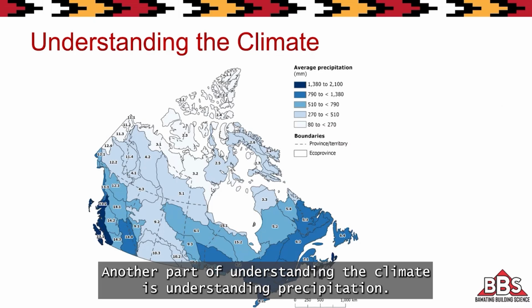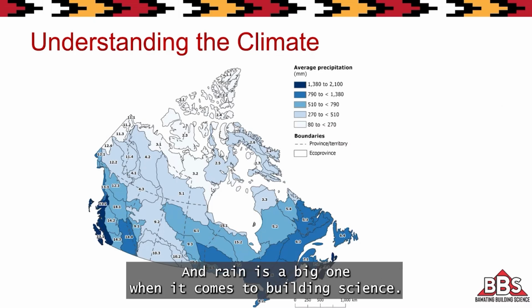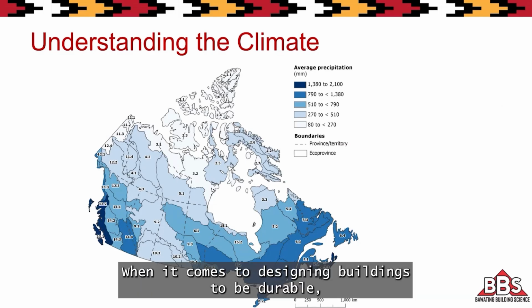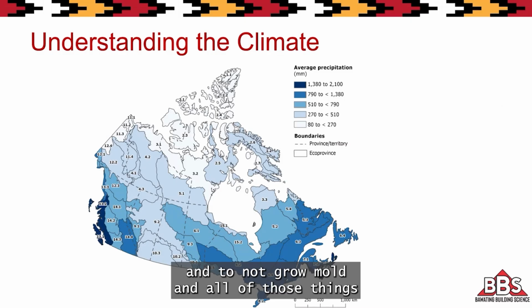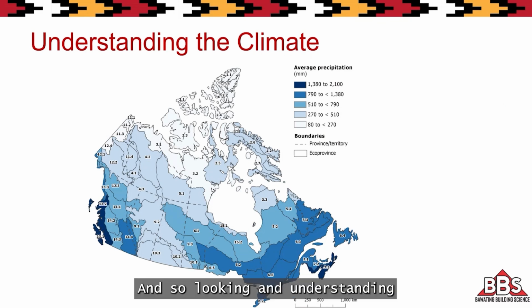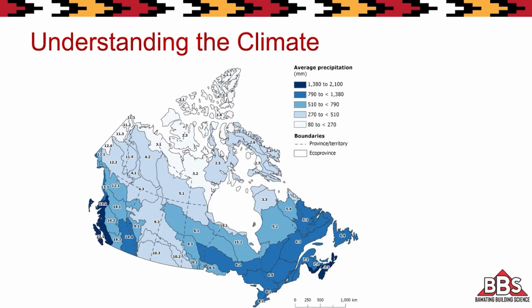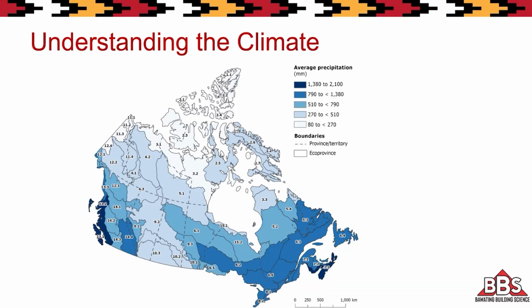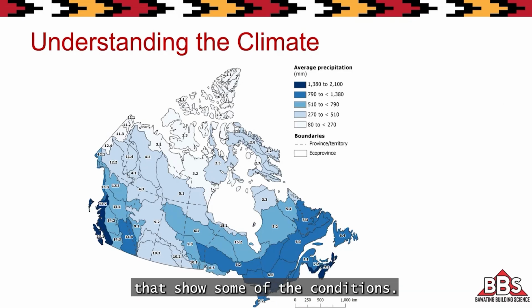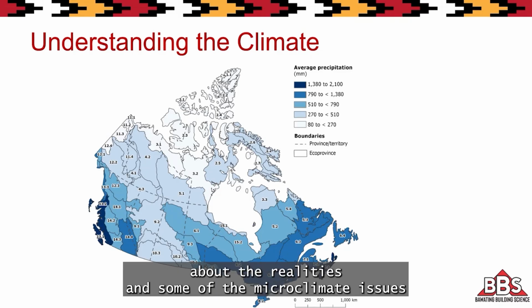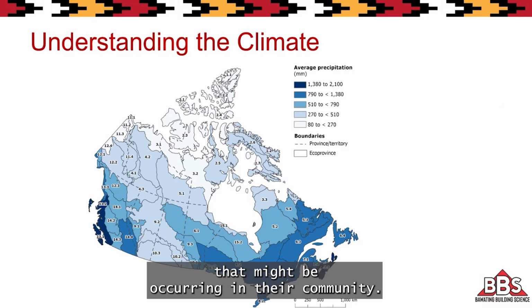Another part of understanding the climate is understanding precipitation, and rain is a big one when it comes to building science, when it comes to designing buildings to be durable and to not grow mold, and all of those things that are really important in housing design. And so understanding the exterior moisture, the driving rain, the amount of rain that you're going to see is really important. And so we can start with maps that show some of the conditions. It's also really important, again, to talk with the local community about the realities and some of the microclimate issues that might be occurring in their community.